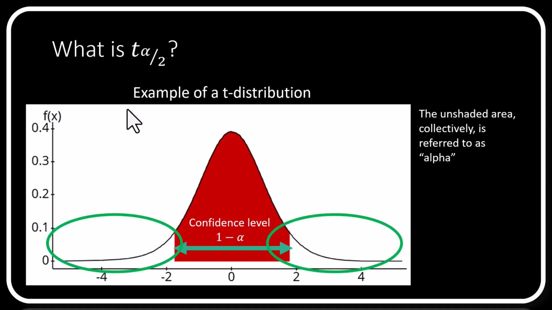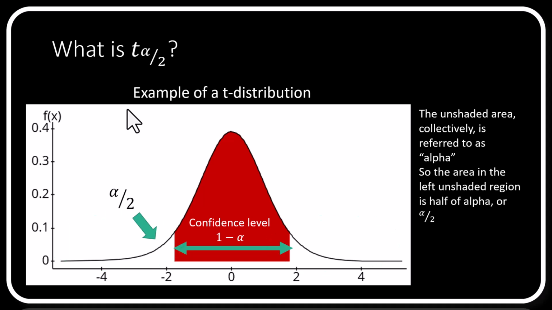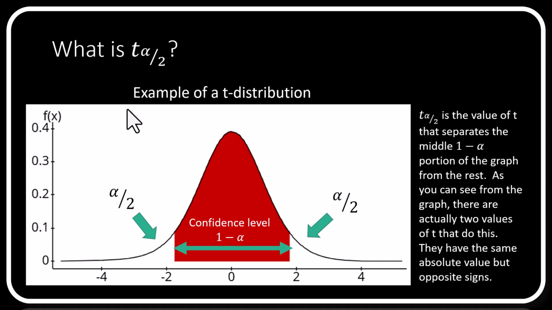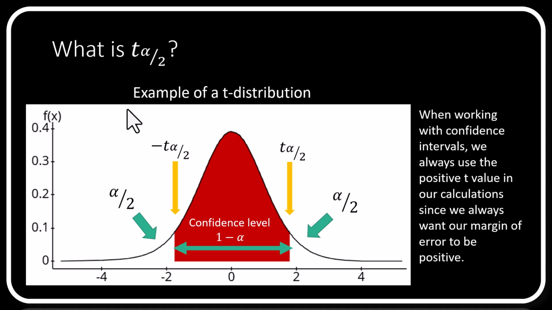The unshaded region collectively is referred to as alpha. So the area in the left unshaded region is half of alpha, or alpha over 2. Likewise, the area in the right unshaded region is also half of alpha, or alpha over 2. T of alpha over 2 is the value of t that separates the middle 1 minus alpha portion of the graph from the rest. As you can see from the graph, there are actually two values of t that do this. They have the same absolute value, but they have opposite signs. When working with confidence intervals, we will always use the positive t value in our calculations, since we want our margin of error to be positive.